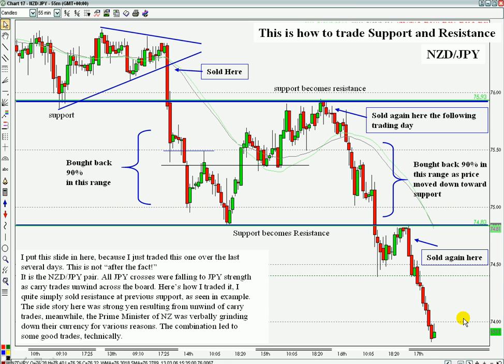And I just wanted to show you here an actual real life scenario where I simply sold and did very well just using support and resistance as my primary trading techniques in this particular example.